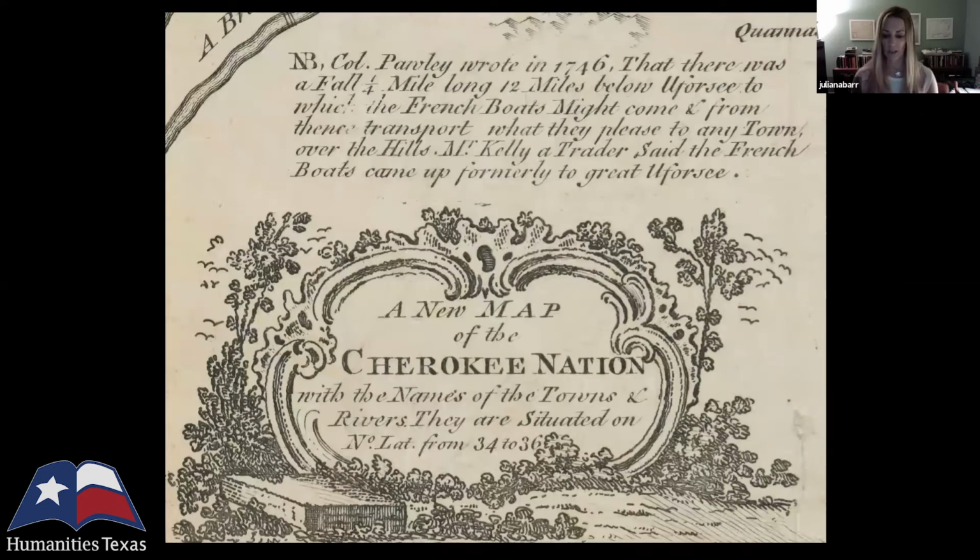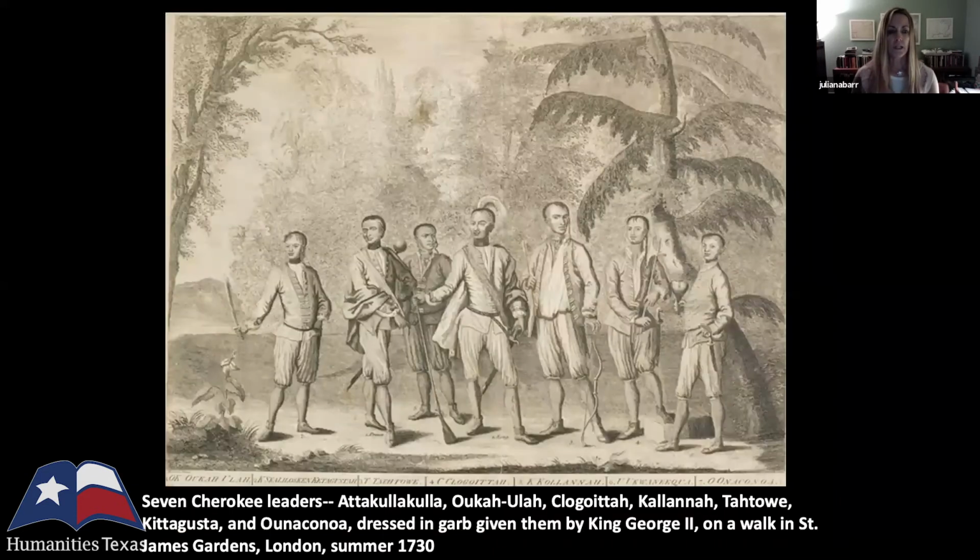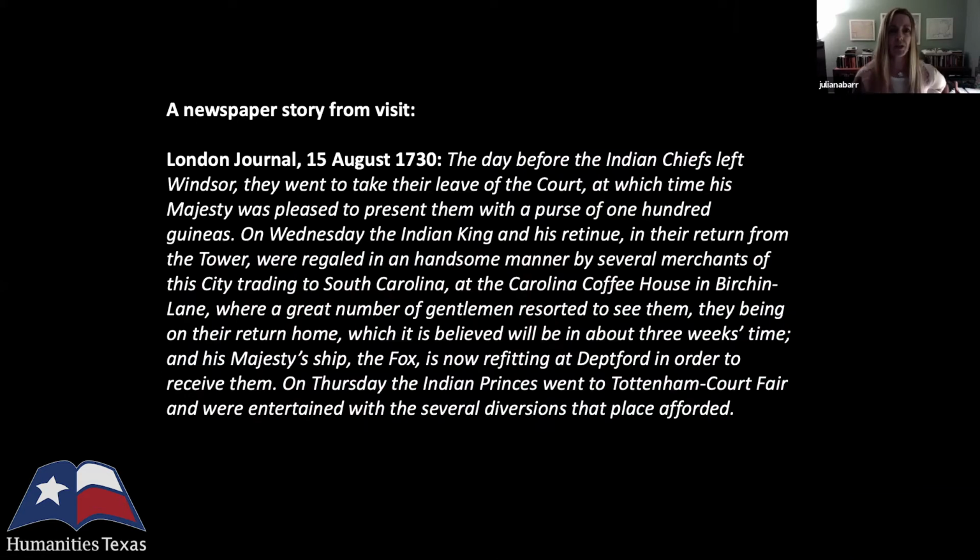We can see that throughout the 18th century, the Cherokee sent diplomats to London to meet with different British officials, and these visits were also documented. So we can see this painting here, and pay attention to the garb since I'll be talking about this later. And here is a newspaper story.